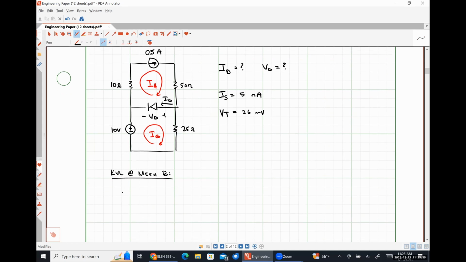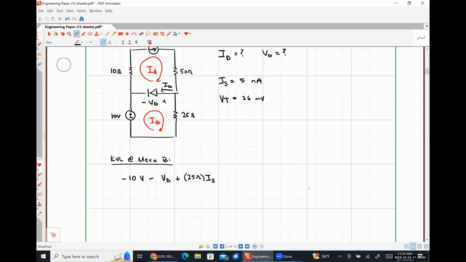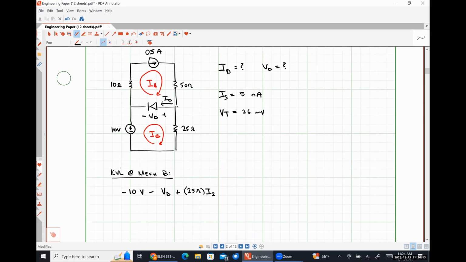So that's going to look like negative 10 volts minus VD plus 25 ohms times I2. And realistically here, we don't actually need to go through all of the steps of doing KVL around mesh A because we can sort things out from here, right? We know that IA is just our current up top of 0.5 amps.